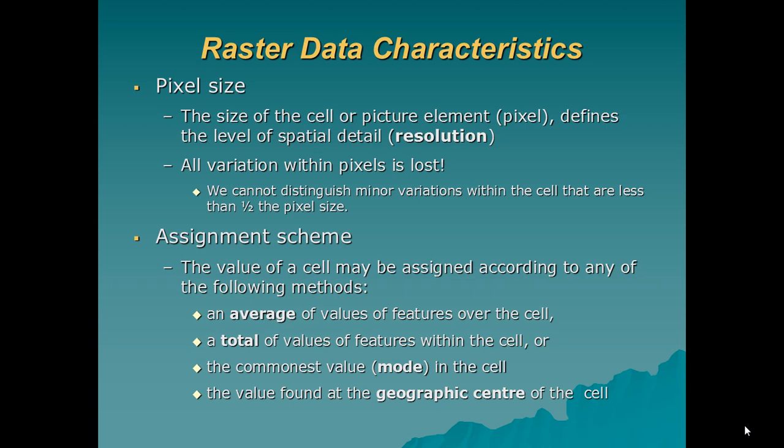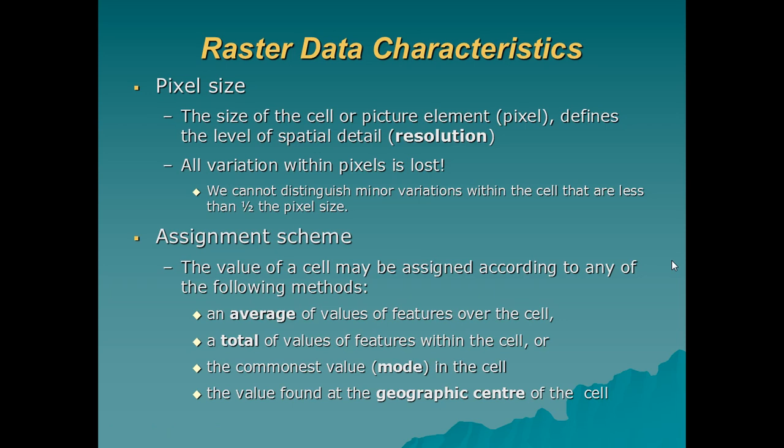All variation within the pixels can be lost, because of the way the data is represented. If you have any differences, no matter how small or how big, that fall within the boundaries of that one cell, we are not able to represent it. So we say that we cannot distinguish minor variations within the cell that are less than half the cell or the pixel size. I think this is a comment we would have made in a previous lesson.